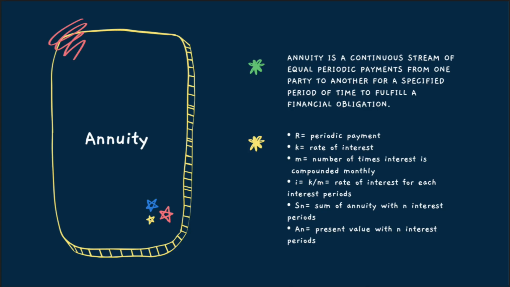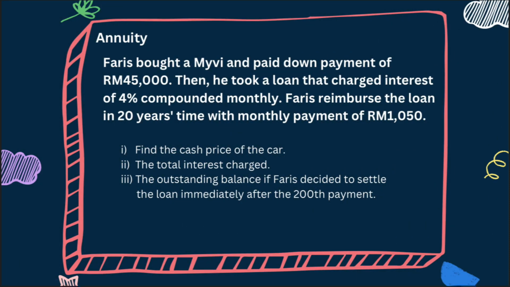with an interest period. Question: Faris bought a MyVi and paid a down payment of 45,000. Then he took a loan that charged interest of 4% compounded monthly. Then Faris reimbursed the loan in 20 years' time with monthly payment of 1,050 ringgit. The first question is to find the cash price of the car. The second question is to find the total interest charge, and the third question is to find the outstanding balance if Faris decided to settle the loan immediately after the 200th payment.